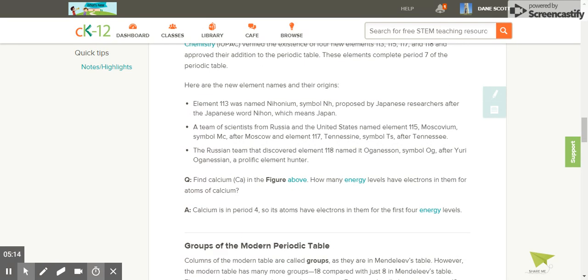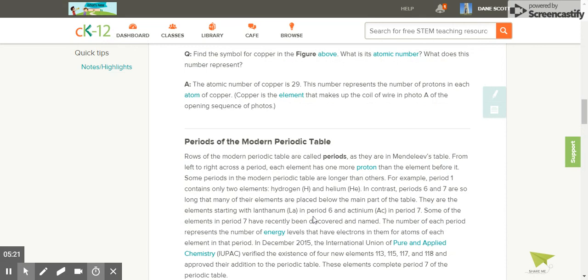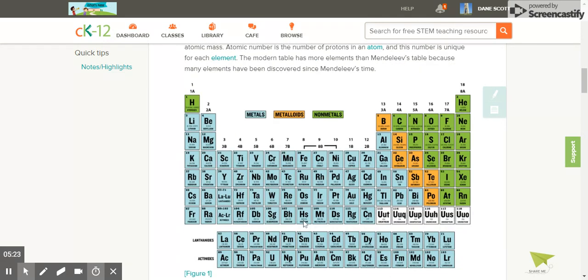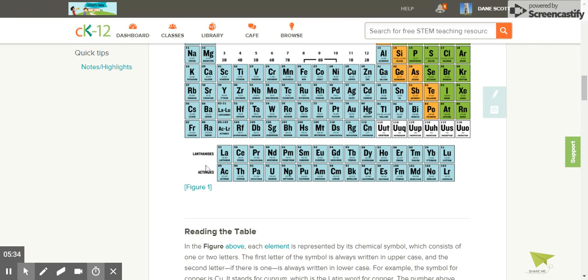Question. Find calcium in the figure above. How many energy levels have electrons in them for atoms of calcium? So calcium is here. Calcium is in period 4. That's period 1, period 2, period 3, and period 4. So calcium is in period 4.